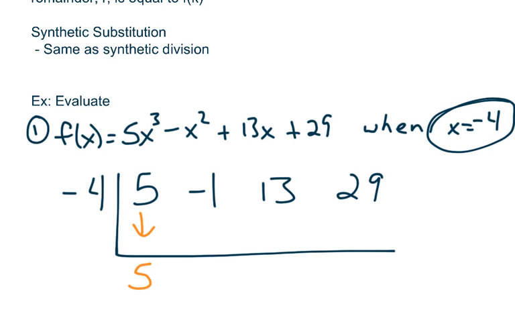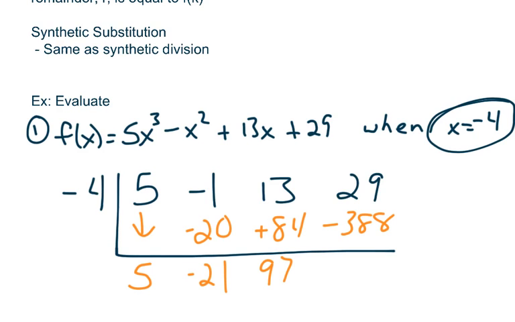We're going to have 5. 5 times negative 4 is negative 20. Negative 1 plus negative 20 is negative 21. Negative 21 times negative 4 is positive 84. 13 plus 84 is 97. And then 97 times negative 4 is negative 388. And then add down one more time. 29 plus negative 388 is negative 359.